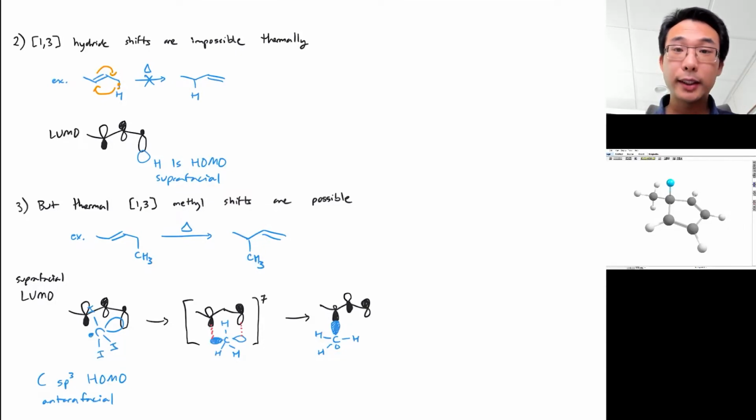So I think this is a really great example where just learning the rules doesn't get you quite to the conclusion that you need, but rather understanding some of the fundamental ways that this all works can really help out. Interestingly, if you take a 1,3 methyl shift, you should be able to figure out how this works under photochemical conditions and how that would actually take place under a suprafacial plus suprafacial type of a process.